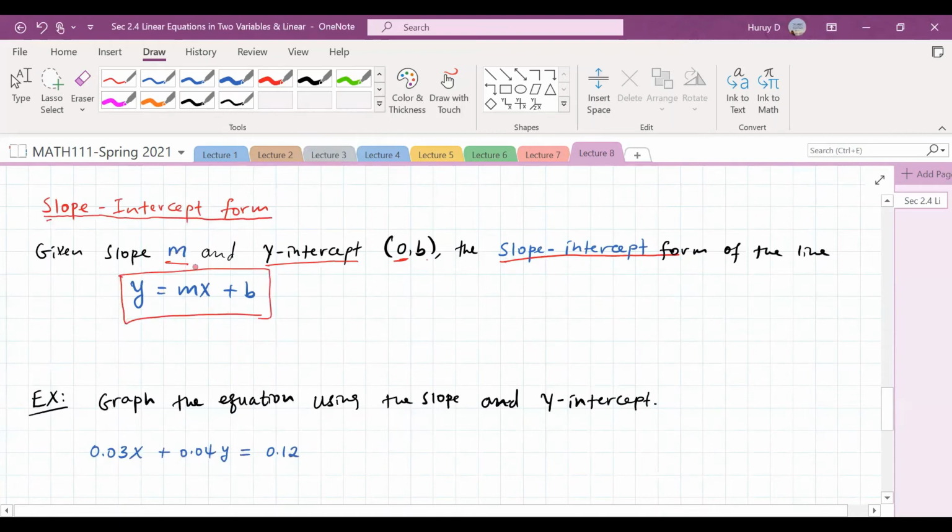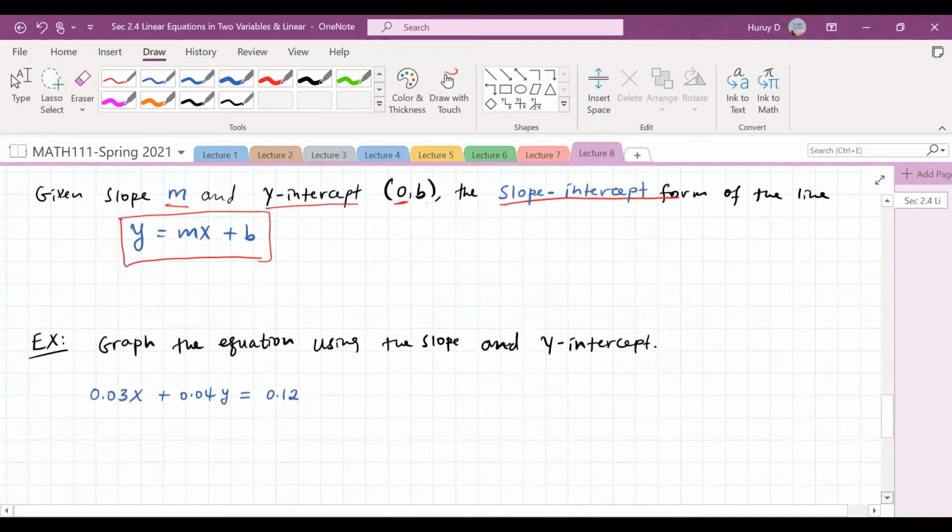Now here, if you notice, this is the slope of the line, and this is the intercept of the line. In the equation we just use the slope as a coefficient of x and the intercept as a constant, plus b. B is a constant here. So this is very informative and very helpful when plotting or finding slopes and intercepts. Now, for example, let's consider this equation.